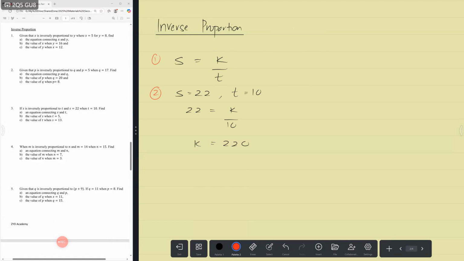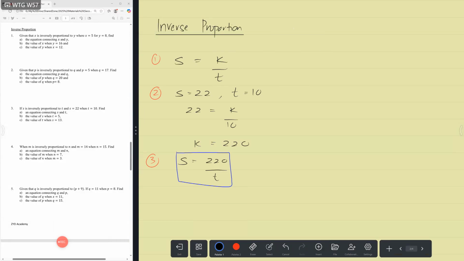What do we do with this value of K is we get our equation connecting S and T. Therefore, S is equals to 220 over T. And you must make an effort to remember this is your formula for this particular question. Okay, you're going to use this for the next two parts.